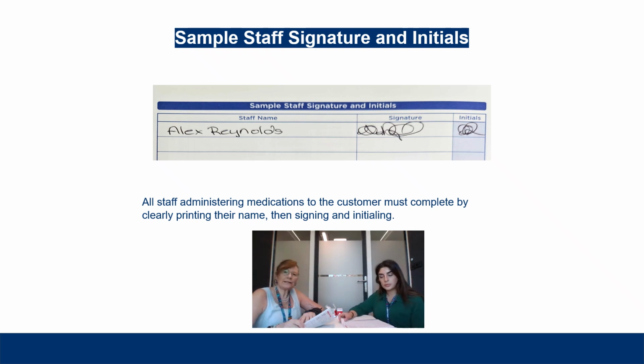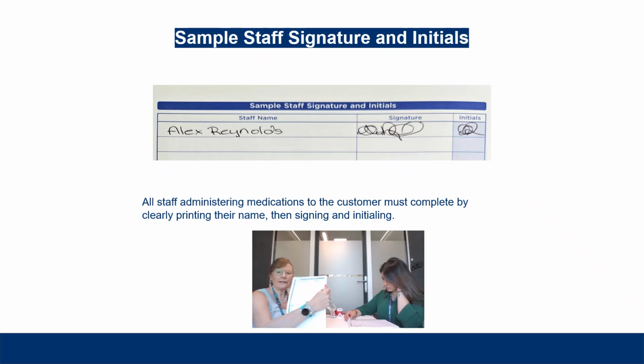Now the next page is the sample staff signature and initials page. This has been used in nursing fields for many moons, and the reason is because when you're looking through a busy medication chart, it's often hard to determine whose signatures are whose. So by having this sheet, we can see your clear name written neatly, then we can see your signature, and then we can see an example of your initials.